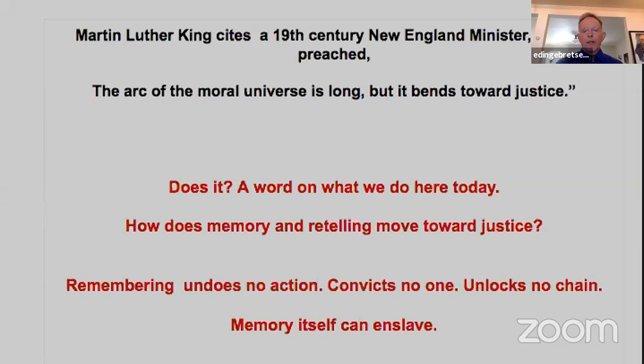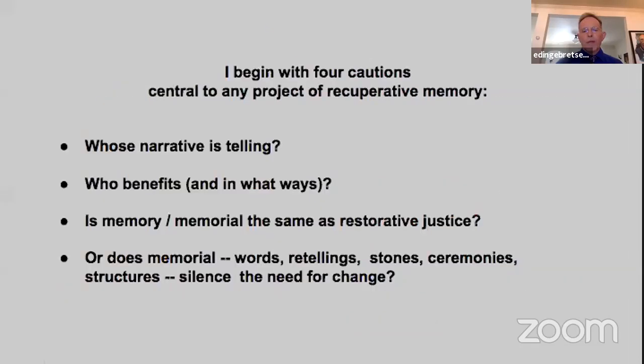Remembering undoes no action, convicts no one, unlocks no chain, frees no person. Memory itself can enslave. So I begin this afternoon with four cautions central to any project of recuperative memory.